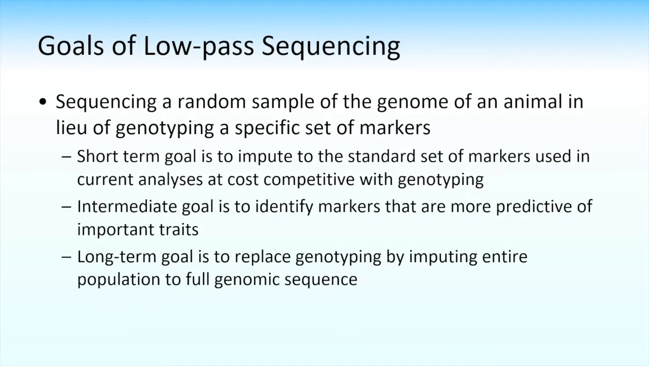an alternative. Low-pass sequencing is sequencing a random sample of the genome of an animal to low coverage in lieu of genotyping a specific set of markers. The short-term goal is to impute to the standard set of markers used in the current analyses at cost that's competitive with genotyping. The intermediate goal is to identify markers that are more predictive of important traits, and the long-term goal is to replace genotyping by imputing an entire population to full genomic sequence.